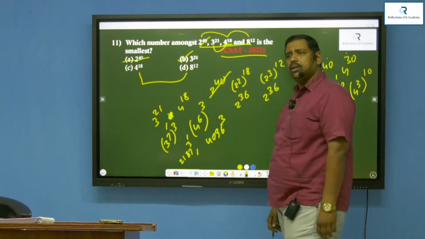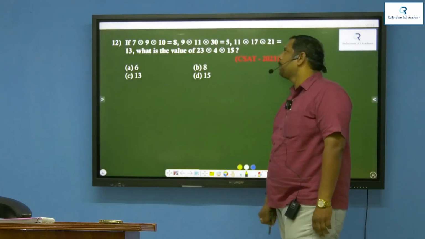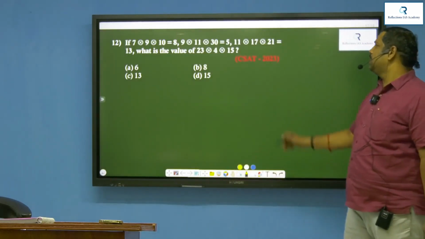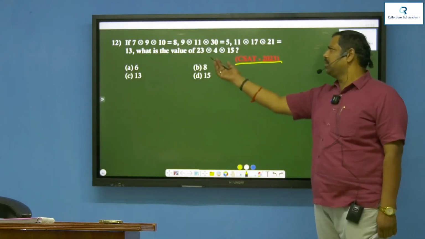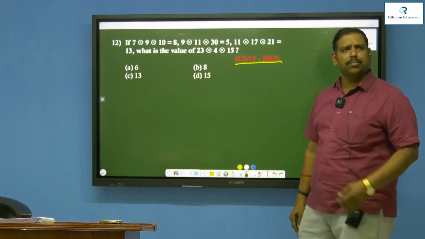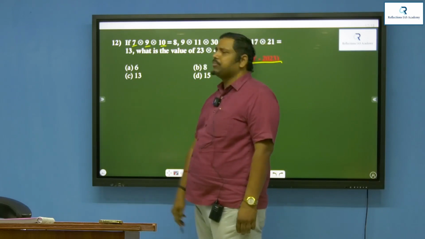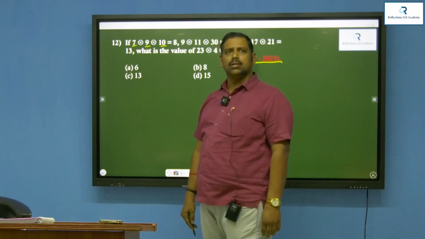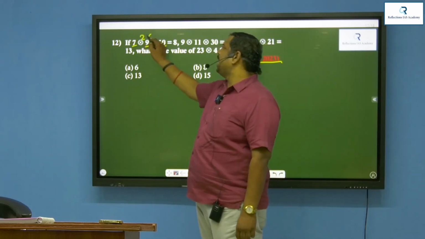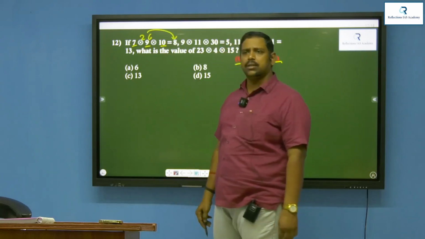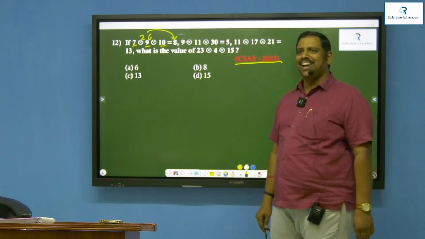Can you go for the next one? This is a CSAT 2023 question, maybe the easiest in the paper. Just add all the numbers. 7 plus 9 plus 10 is how much? 26. Again add the digits. 8.